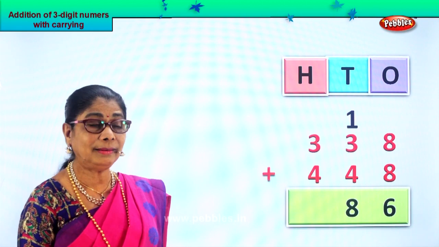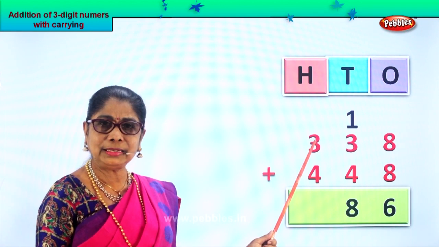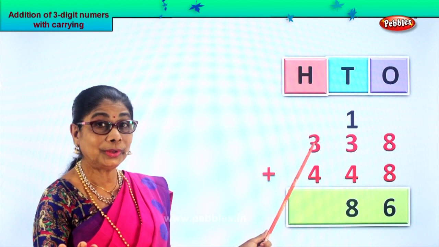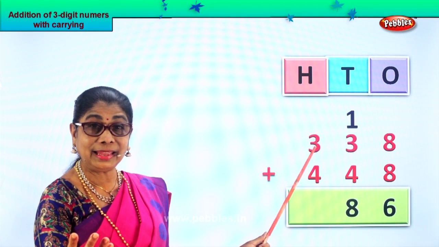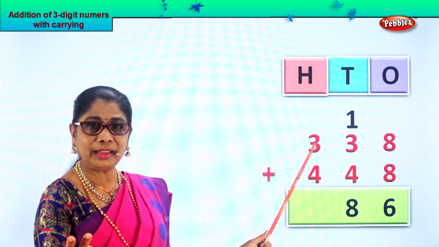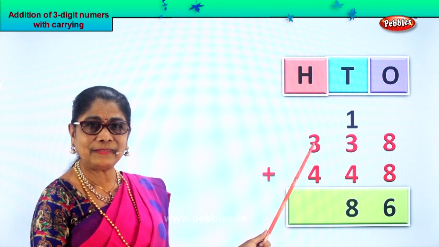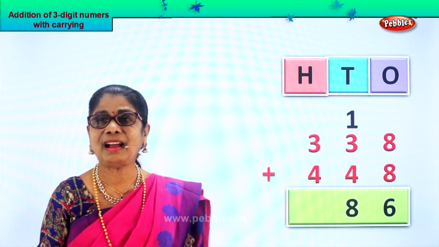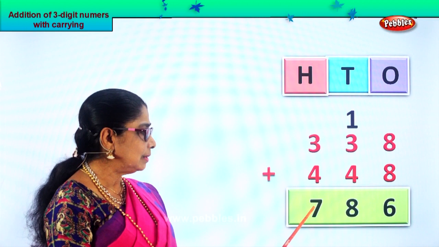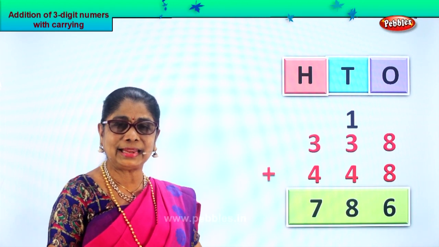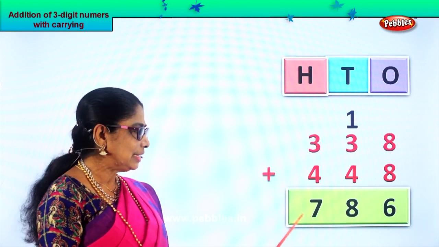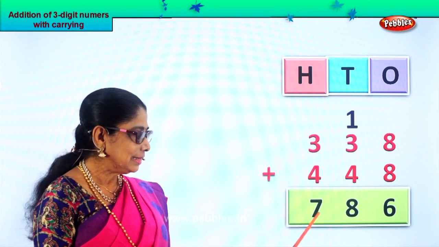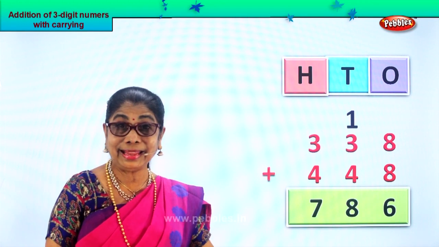Let's go over to the hundreds place. We have 300s plus 400. Three in your mind, take four fingers up. After three, four, five, six, seven. 300s plus 400 make 700. And you get the answer, 786. How do you read that? 786. What is it? 786.